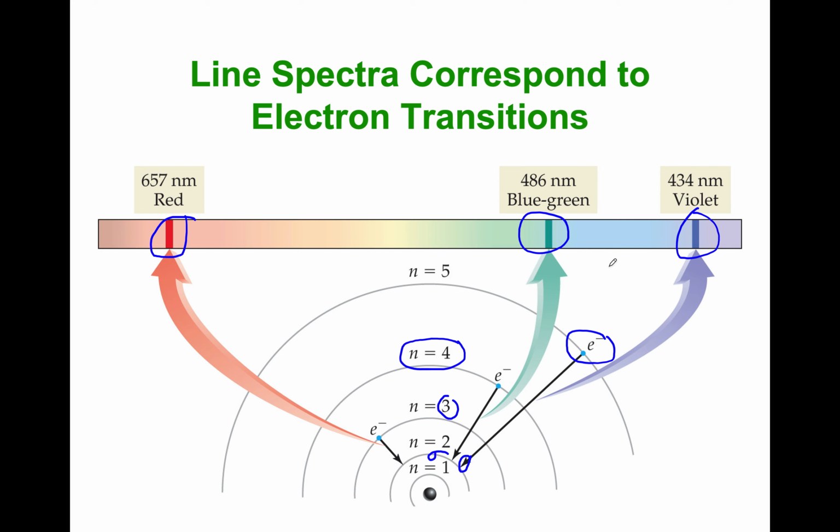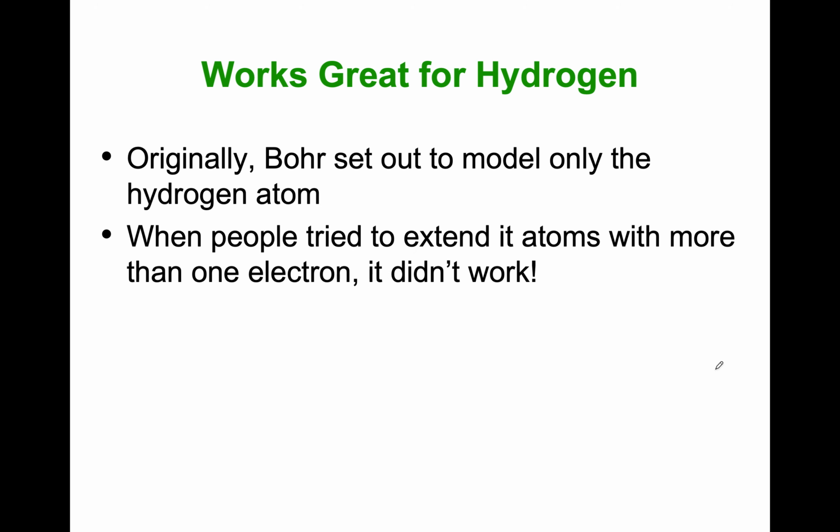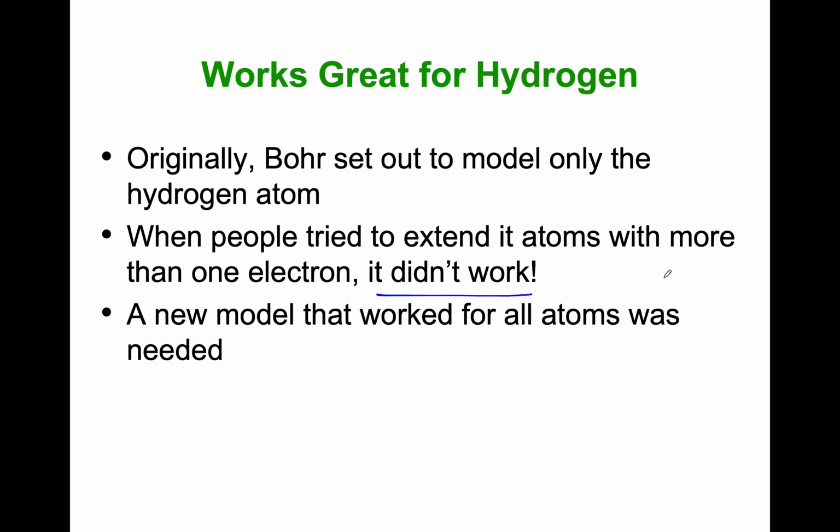So Bohr had this amazing breakthrough. It explained hydrogen so well, everything's looking great, and it only works for hydrogen. Okay, so there are some problems there. It didn't work when it was extended to everything else. If you look at the 118-plus elements, just one, that's not exactly what we're going for in a model. So a new model was developed that works for all atoms, and that's what we're going to talk about here.